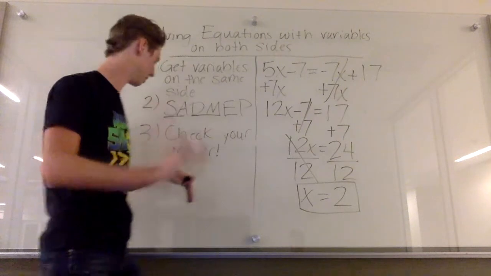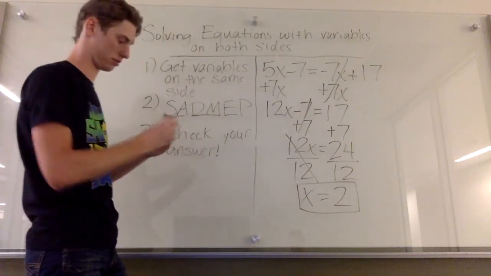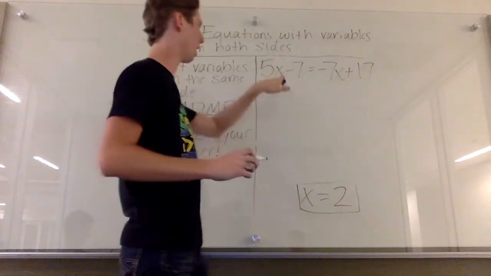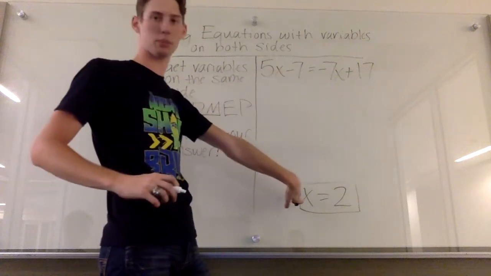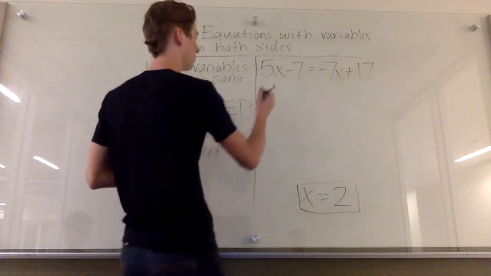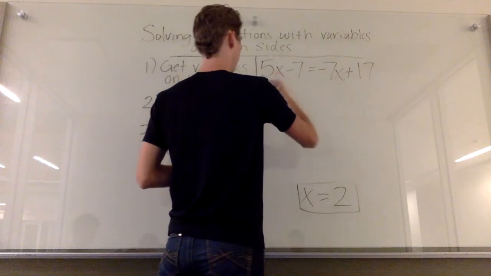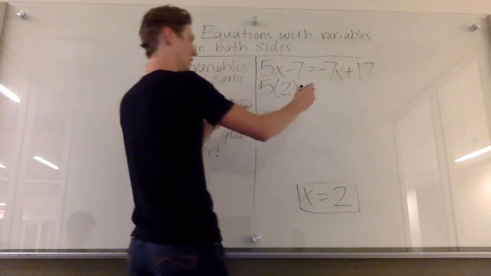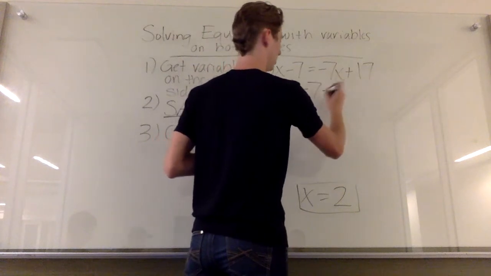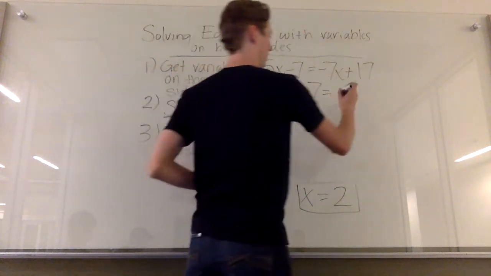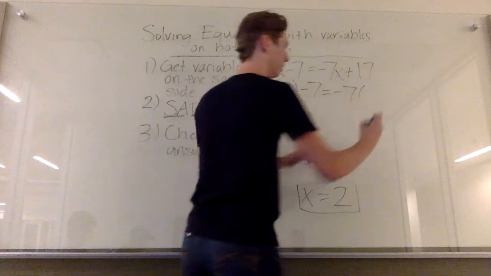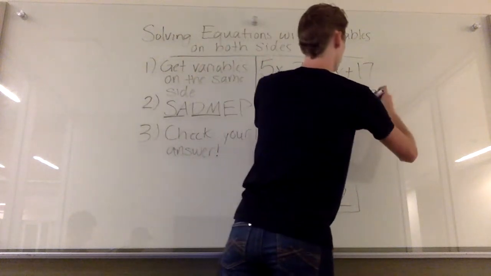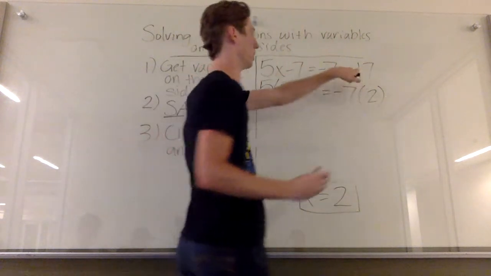Last step is going to be to check our answer. So let's do that real quick. I've rewritten the problem now, so let's put in our answer for x. So we've got 5x, so now it's going to be a 2. Notice the parentheses again, minus 7 equals negative 7x. So do parentheses again, 2 plus 17.